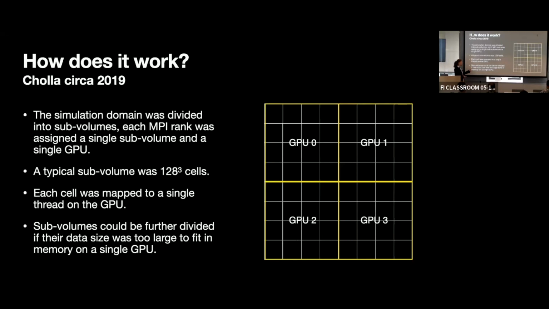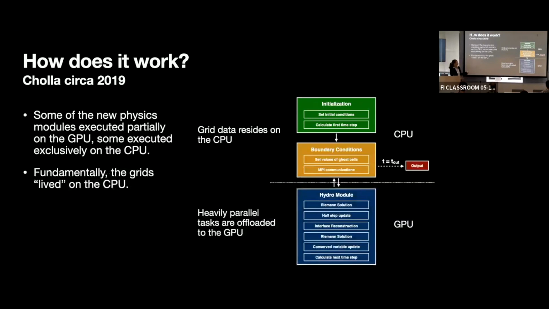And something that was useful at the time, subvolumes could be further divided. In other words, I could split this subvolume up if its size was too big to fit in the GPU memory, right? That was because at the time, GPU memory was maybe 2 gigabytes or 6 gigabytes, and CPU memory was way more than that. So maybe you could fit 128 cubed cells on the CPU, but you couldn't fit that many on the GPU at a time, and so you had to divide it up further. And then the progression, the idea was you have your fundamental data sitting on the CPU, right? You initialize all of your cells, you set the boundary conditions, and then you transfer the data over to the GPU, run through the hydro module and transfer it back. And then you can output if you need to, right? And this was, at the time, the prescription for GPU programming. You offload the heavy parts of the calculation to the GPU.